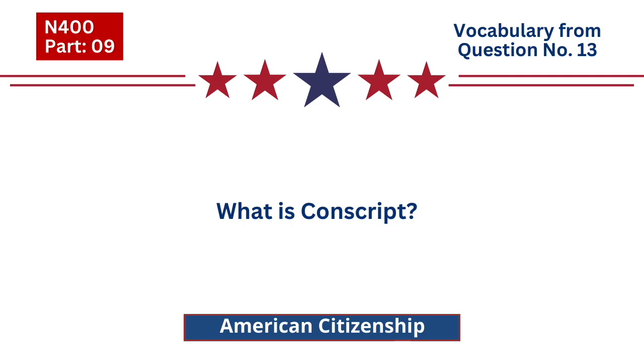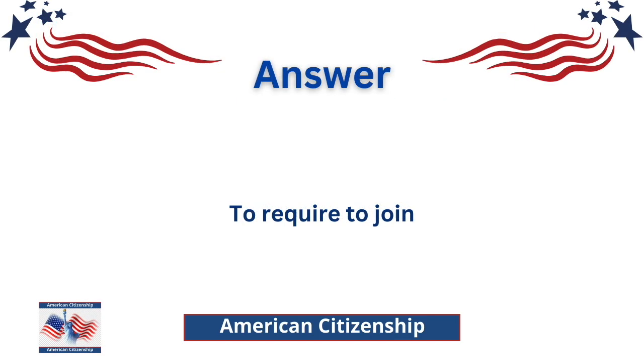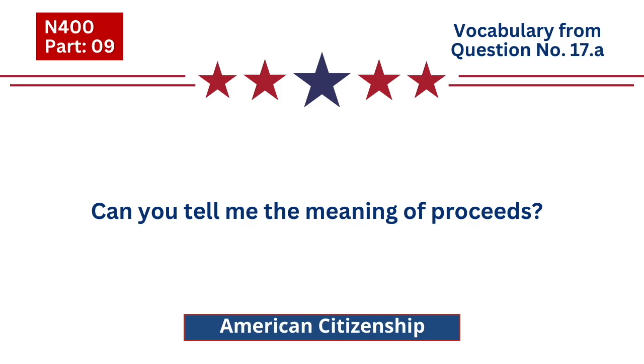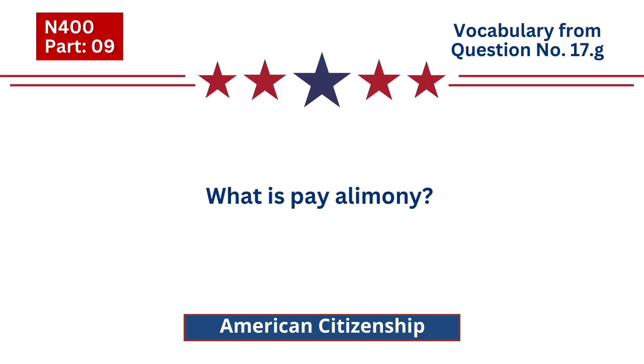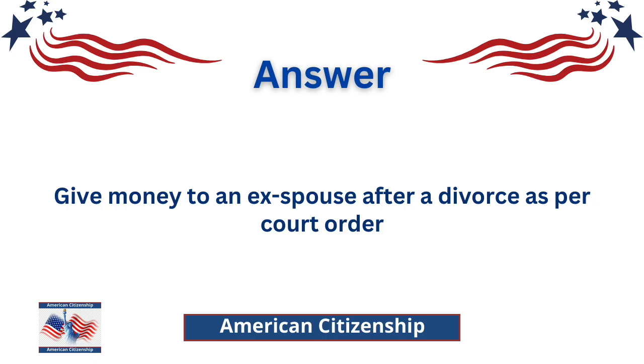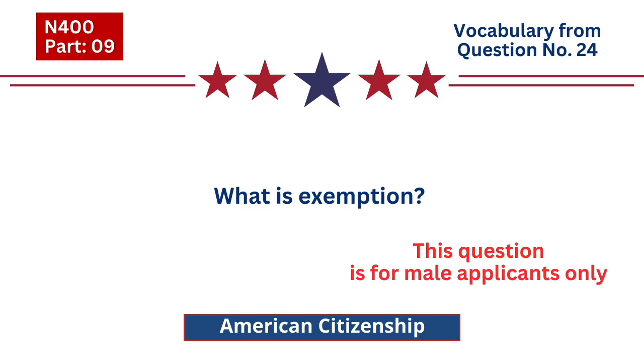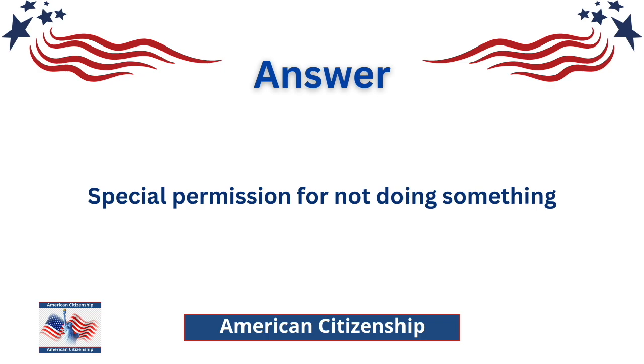What is conscript? To require to join. Can you tell me the meaning of proceeds? A portion of money from a transaction. What is pay alimony? Give money to an ex-spouse after a divorce, as per court order. What is exemption? Special permission for not doing something.